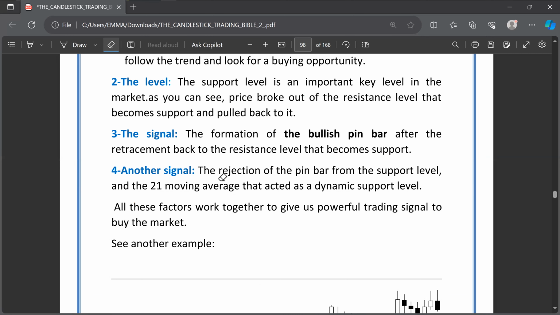Then we talk about the signal. What actually formed is the pin bar that we talked about. Pin bar formed at the support level. Another signal, the rejection of the pin bar from the support level and the 21 moving average that acted as a dynamic support level. So it's whatever I've said earlier. Simple as that. Another example.